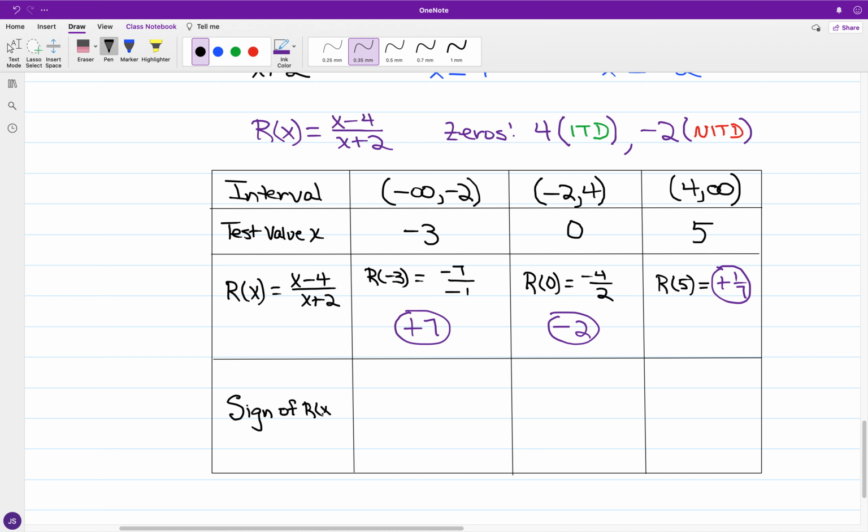And in the case of the sign of r of x, any input less than -2 is going to have a positive output for the rational function. Then from the middle category, we have a negative output, so r of x is less than 0. And for values greater than 4 selected for the input, the output is going to be positive, so we have r of x is greater than 0.